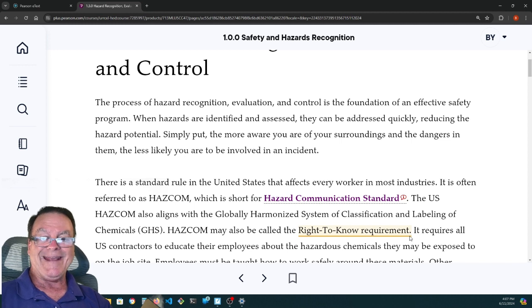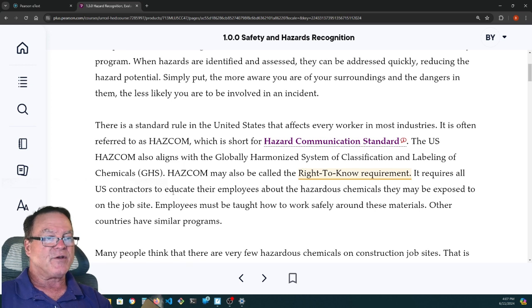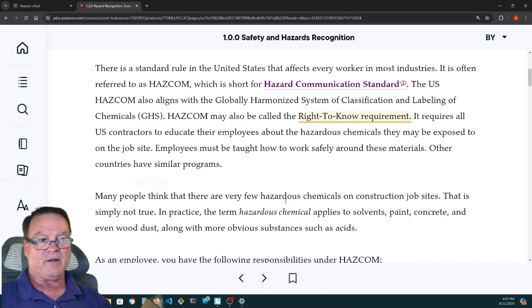If you're working with any chemicals on the job site, you have a right to know what harm they can cause you, what first aid measures to take, and what to do in case of overexposure. It requires all U.S. contractors to educate their employees about the hazards, chemicals they are using or may be exposed to on the job site. Employees must be taught how to work safely around these materials. Other countries have similar programs.